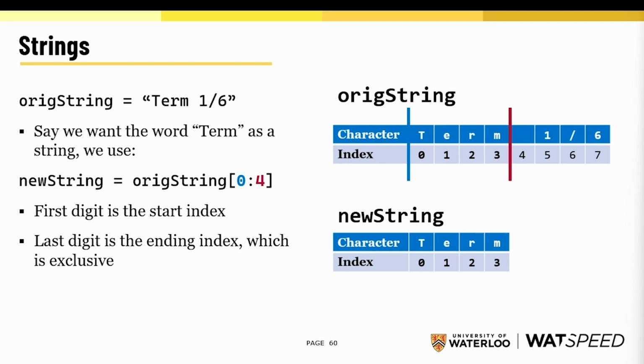So in this case, we're saying we want to start at index 0 and go up to, but do not include, index 4 in our new sliced string. That's what we're doing here. We're starting at index 0, index 1, index 2, index 3. We're going to stop at, but not include, index 4 in our new string. So we've now sliced our string and got just the word term.